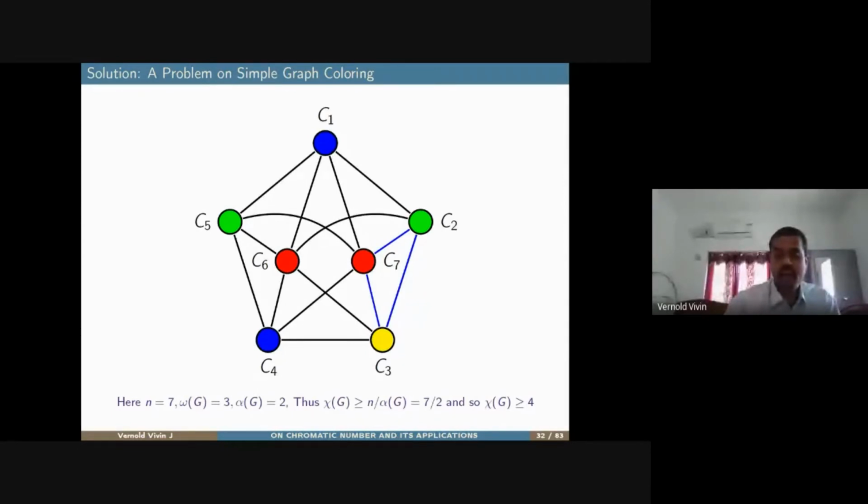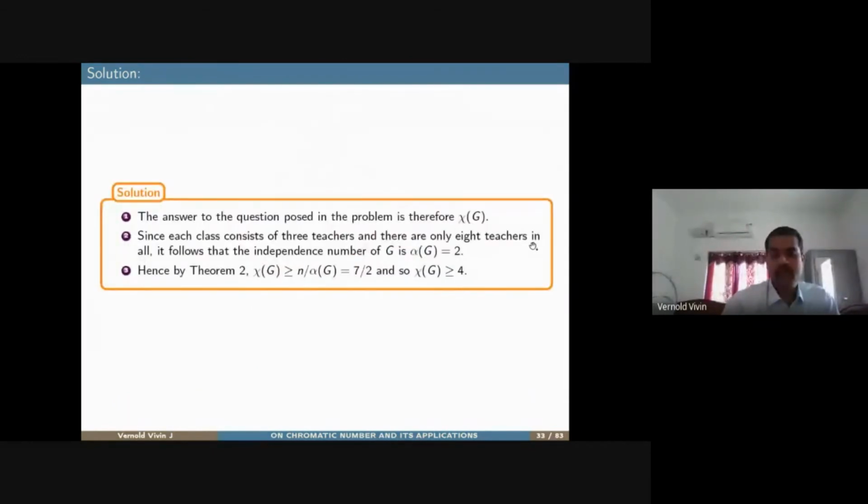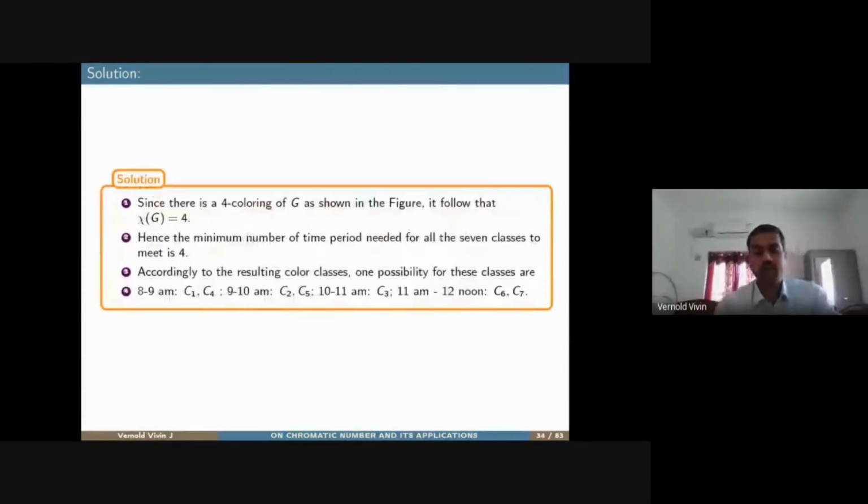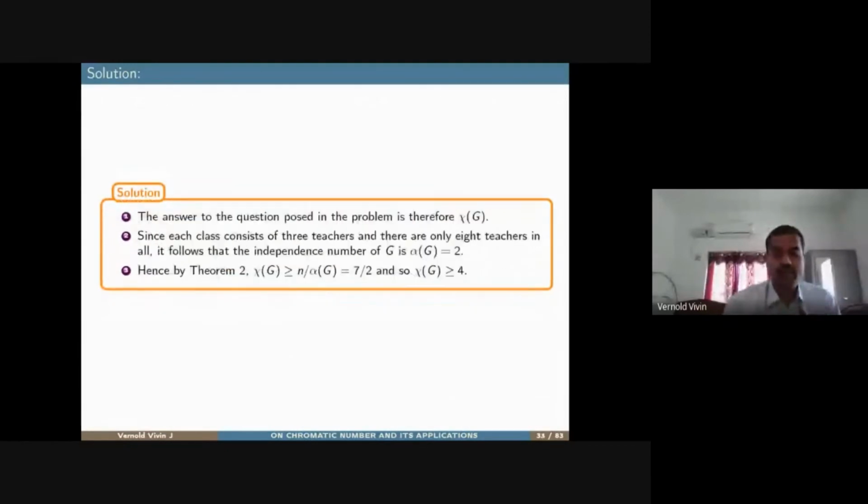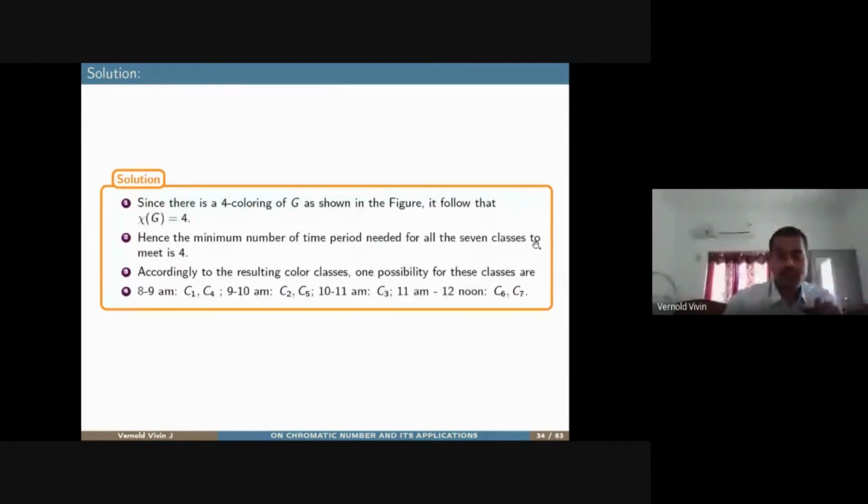That is in the morning shift. The chromatic number will be greater than or equal to 4. So here you have the chromatic number for that graph equal to 4. The question is, this is what I have said. All these things I have written. So alpha is 2. Since there is a 4 coloring of the graph as shown in the figure, it follows that the chromatic number will be equal to 4. Hence, the minimum number of time periods needed for all the 7 classes to meet is 4.